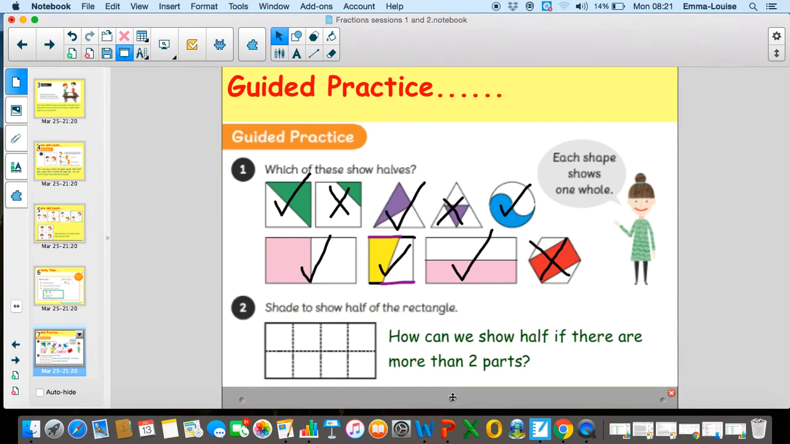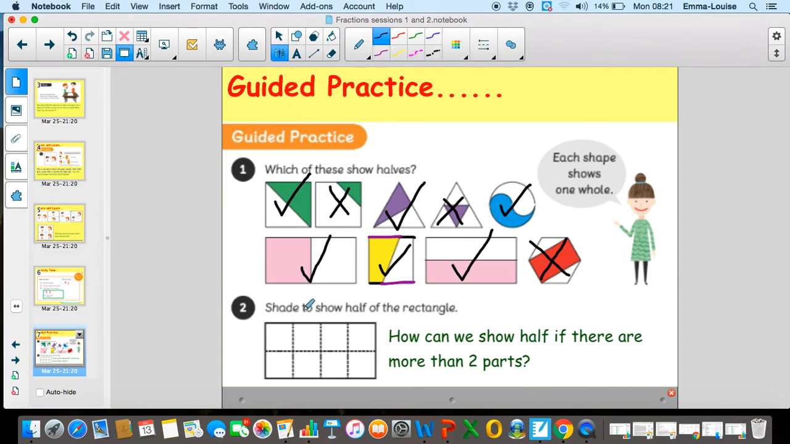Now this one has been shared into 8 pieces, but I only want to show half. So how many people would be sharing those 8 pieces? Yes, we just need to share the 8 things between 2. Now, what is 8 shared with 2? Or when we are dividing by 2, we can just say what is half of that number. So do you know what half of 8 is? Half of 8 is 4.